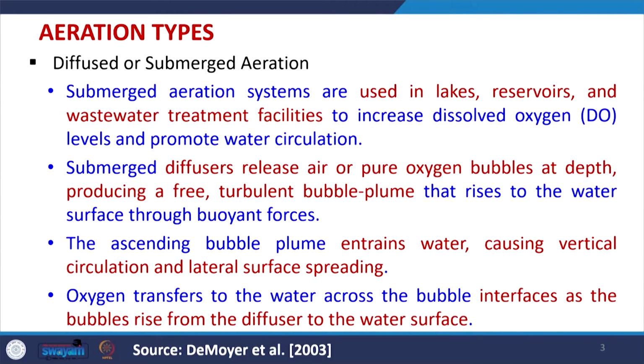Within submerged aeration systems, diffusers release air or pure oxygen bubbles at depth. This depth may vary, but generally we want the depth not to be more than 15 feet, because beyond that the cost increases and there is a problem with respect to saturation and other things. So depth is generally taken around 15 feet or less. This is more profitable because the cost of pumping air is not high.